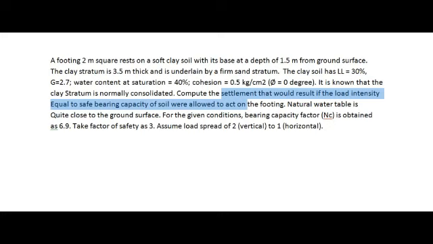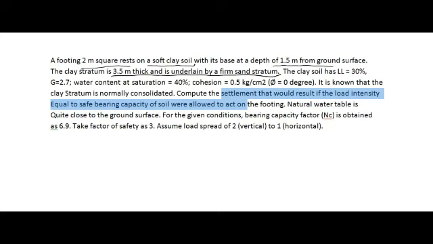Okay, so here we are given a square footing of 2 meter size, which rests on a soft clay soil, and its base is at a depth of 1.5 meter from ground surface. The clay stratum is 3.5 meter thick and is underlain by a firm sand stratum.